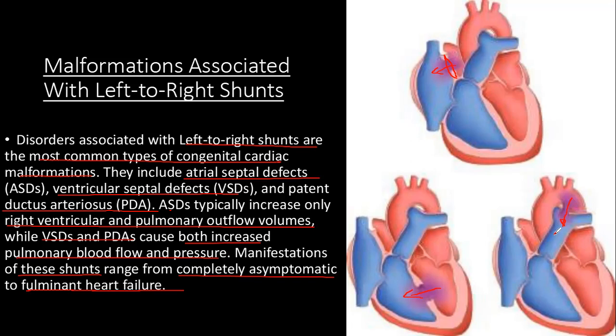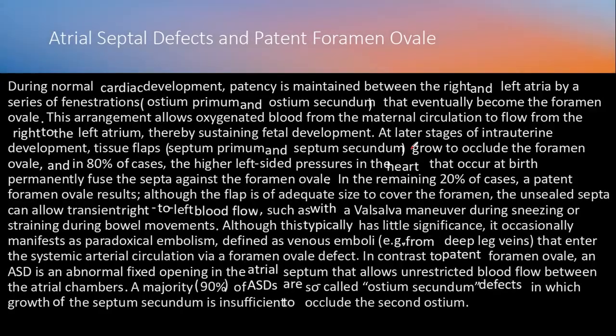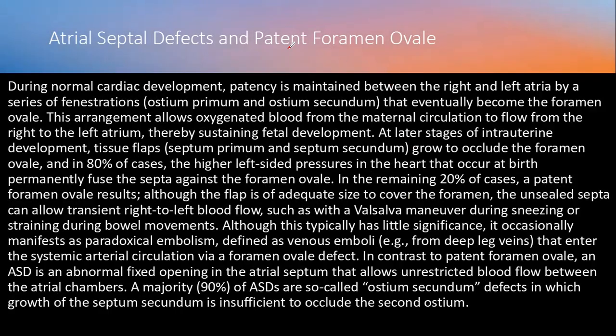So this is a left to right shunt. No cyanosis, it is acyanotic. Now, let's look at atrial septal defects and patent foramen ovale. During normal cardiac development, you know that you have to maintain patency between the right and the left atrium by a series of fenestrations, the ostium primum and the ostium secundum.